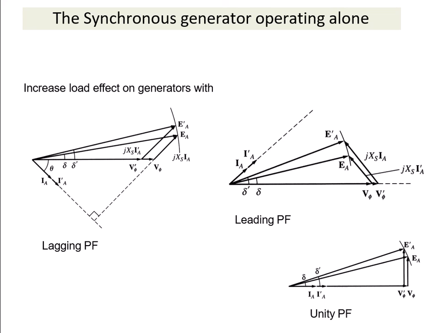And if we have a unity power factor, then if our load current increases, our voltage decreases, because only resistance is present here, and resistance will add the drop. So due to this drop our terminal voltage decreases.